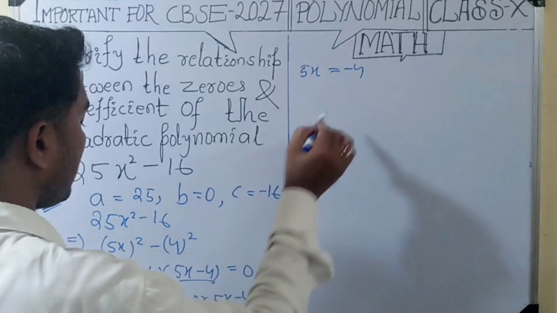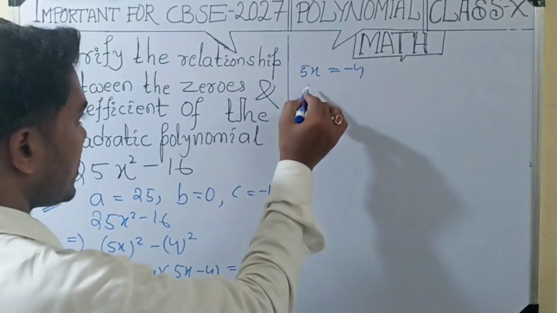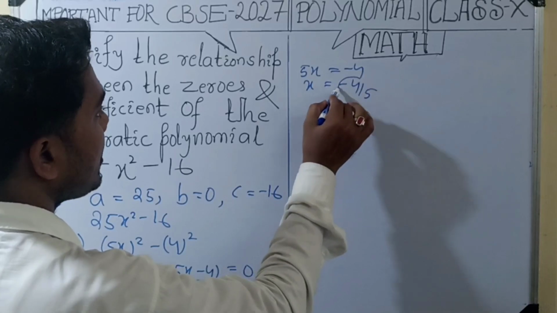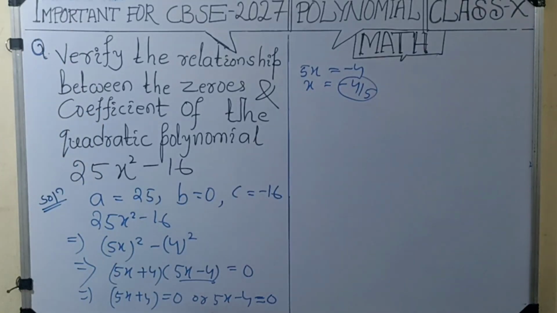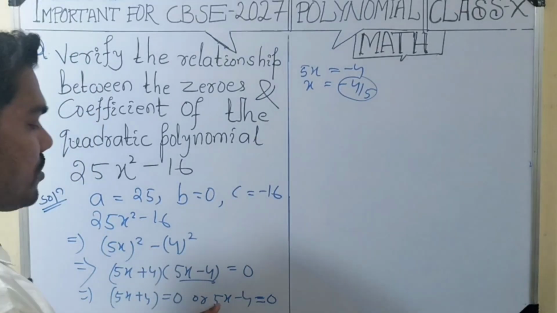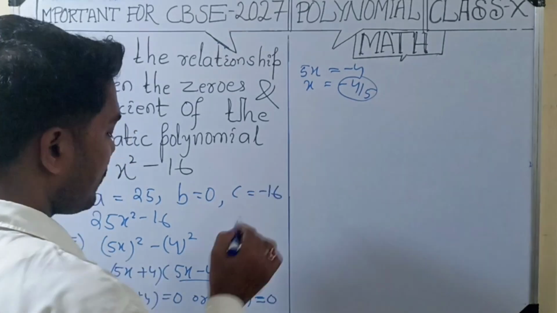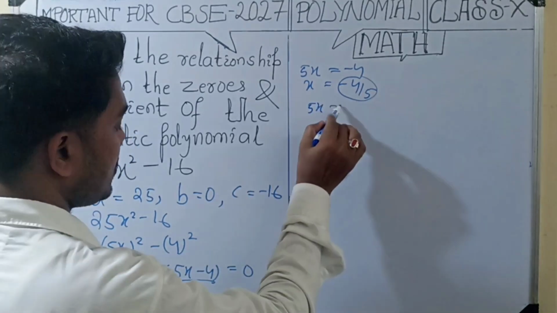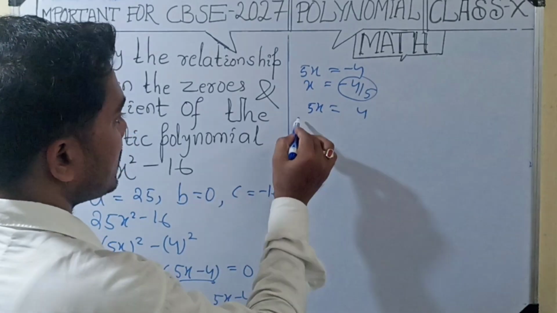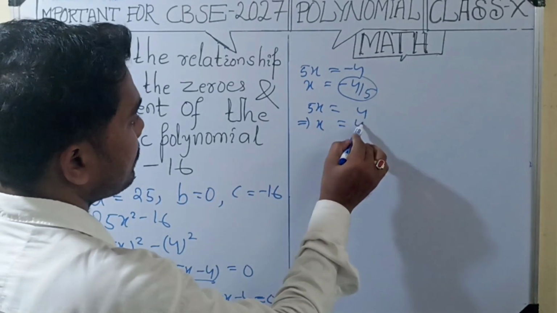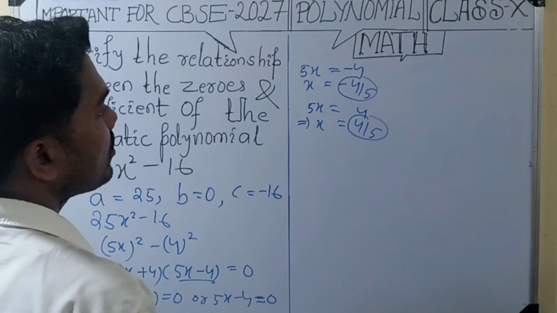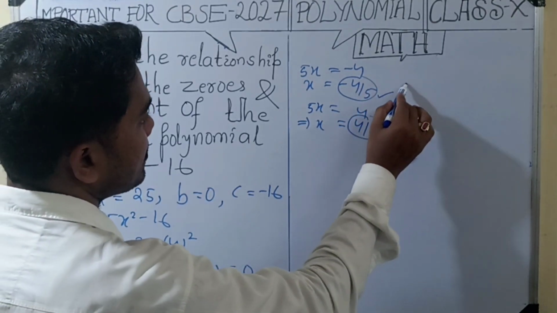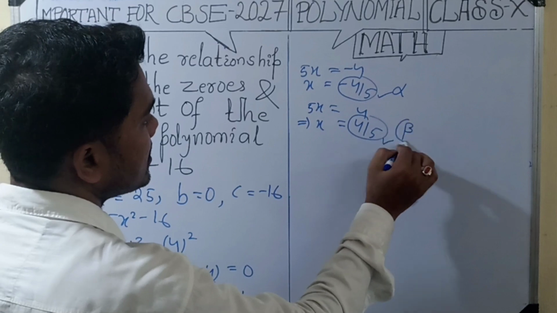So 5x is equal to minus 4, so x is minus 4 by 5. One root is minus 4 by 5. Then the other root: 5x minus 4 is equal to 0, so 5x is equal to plus 4. This implies that x is equal to 4 by 5. So one root you got is minus 4 by 5, another is 4 by 5. Let's suppose this is alpha, and this is beta.